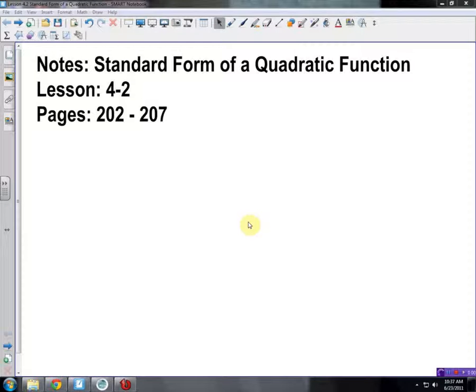Davis's classroom. Today we're going to be taking notes on lesson 4.2 of our Algebra 2 books, which is standard form of a quadratic function. This is found on pages 202 to 207. And let's get into it.